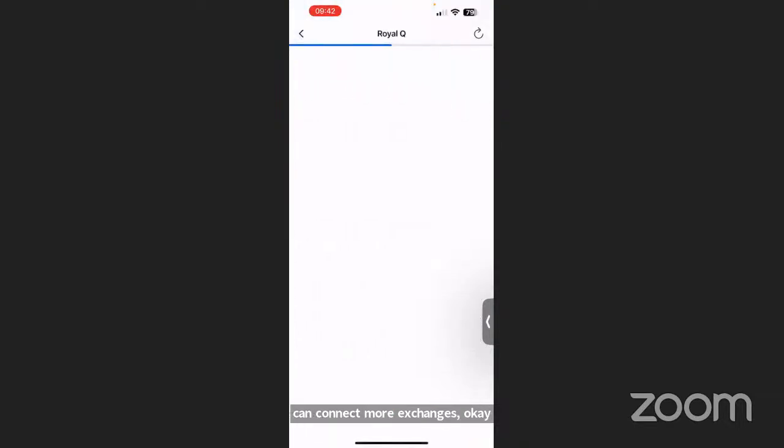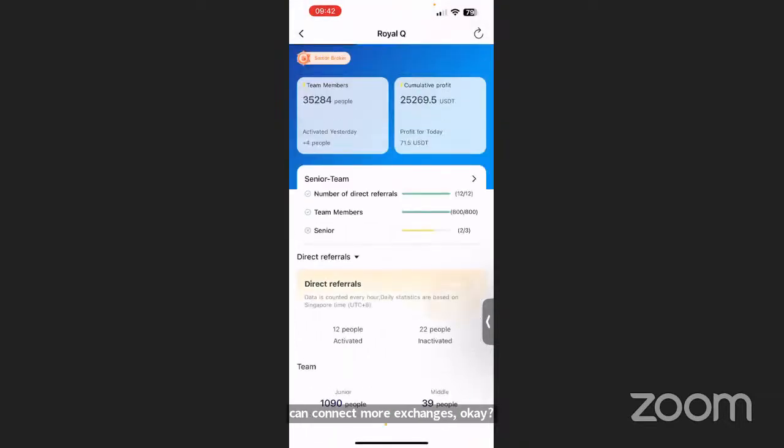Team. So these are my team members, 35,484. 4 people activated yesterday. Profit for today, 71.5. Why 1.5? Because I have someone under me who is on the same rank and I earn 1.5 anytime they activate. So I'll show you that one later.